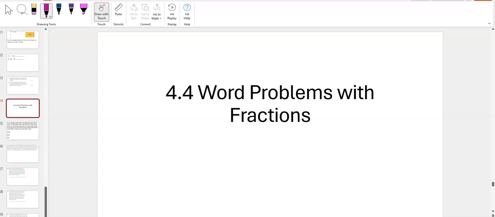Kirk math. All right, we've made it to the last lesson of Module 4. So we're going to take everything we learned and apply it to word problems with fractions. So we're going to add, subtract, multiply, divide. We might even do more than one operation in the same problem.